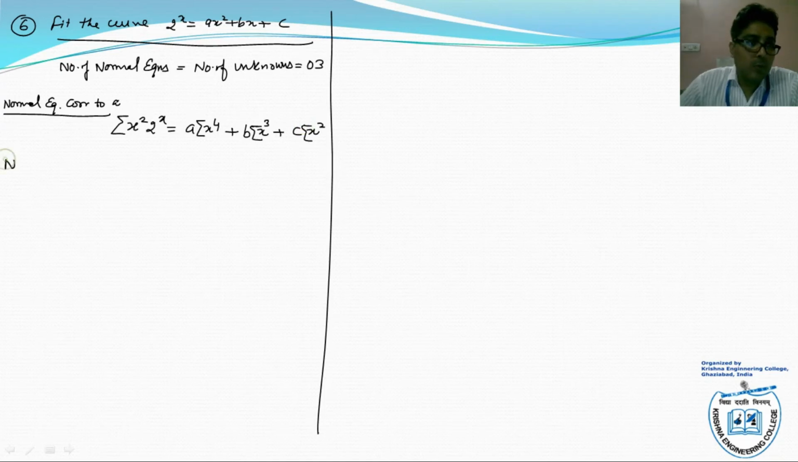Normal equation corresponding to constant B. The coefficient of B is x, so multiplying the whole equation by x and taking the summation. Clear?